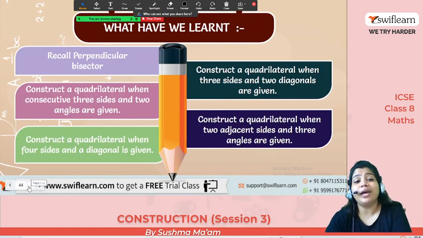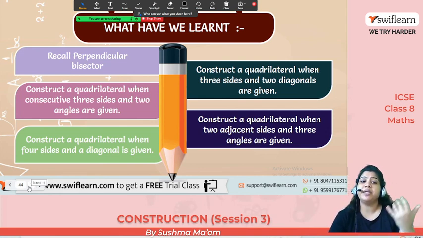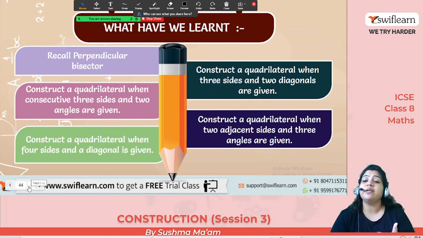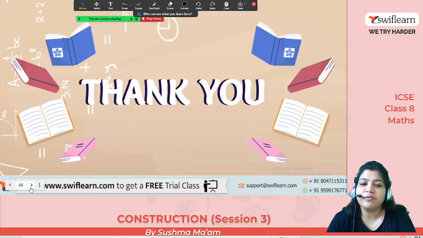So what have we learned? First we recalled the perpendicular bisector, then we came to quadrilaterals and the different types of conditions by which we can construct a quadrilateral. So this is the end of the session.